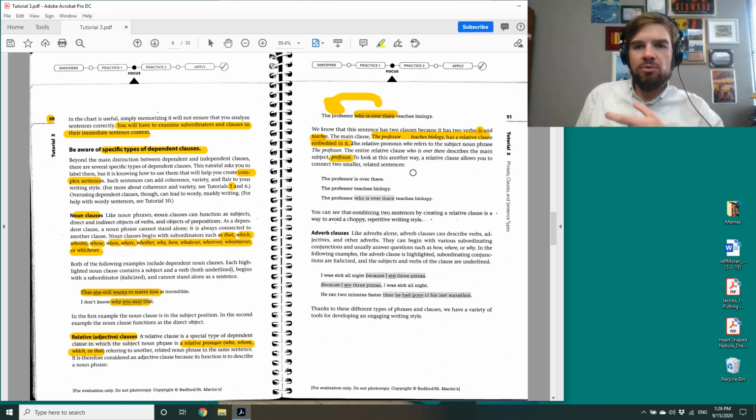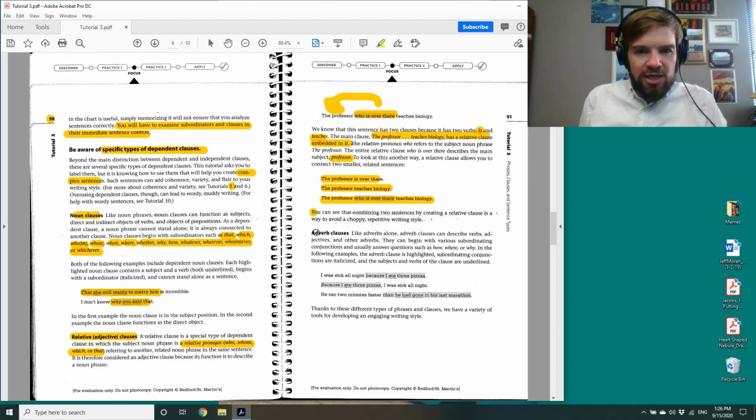To look at it another way, a relative clause allows you to connect two smaller related sentences. So here are the two example sentences. The professor is over there. The professor teaches biology. Professor Ferris turns it into the professor who is over there teaches biology. So instead of these two sentences, we put them together to make one sentence. Hopefully you can see that combining two sentences by creating a relative clause is a way to avoid choppy, repetitive writing style.